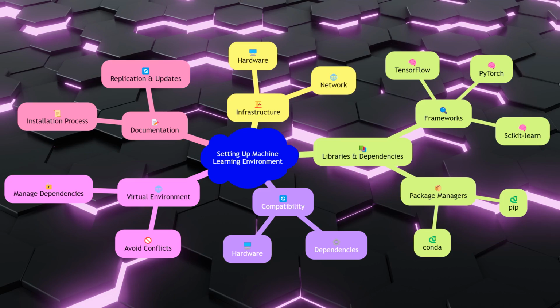Once the infrastructure is in place, the next step is to install the necessary libraries and dependencies. This includes machine learning frameworks like TensorFlow, PyTorch, or scikit-learn, as well as any other libraries required by the job. Using package managers like pip or conda can simplify this process.